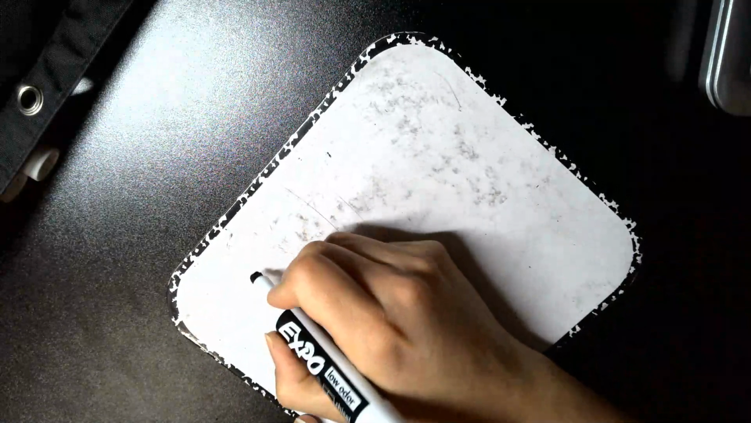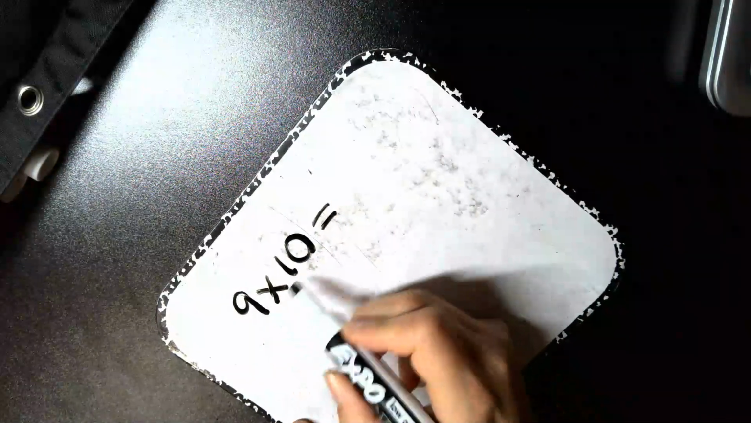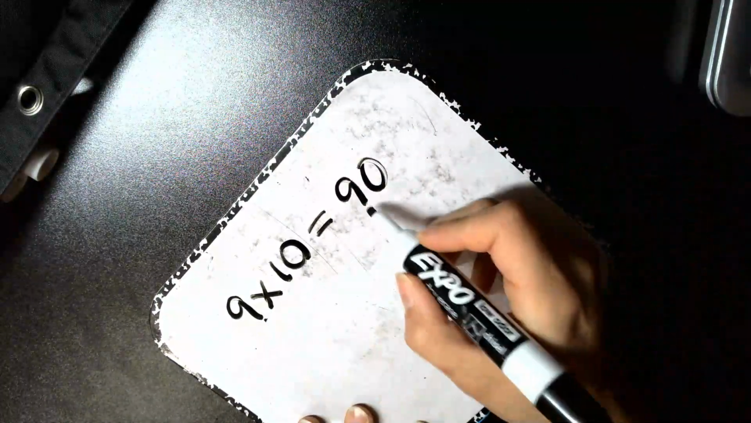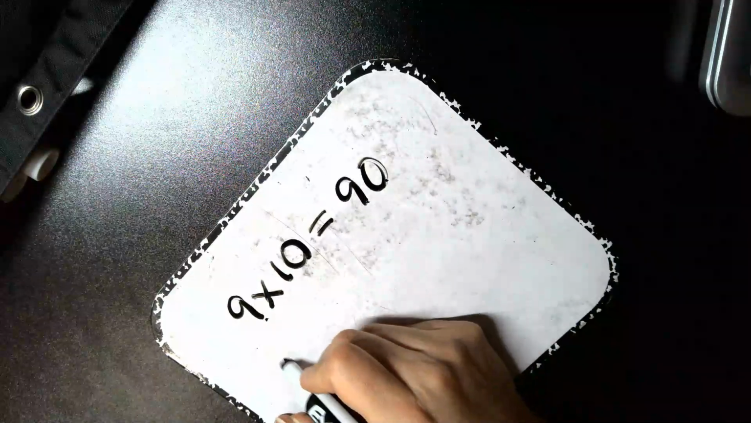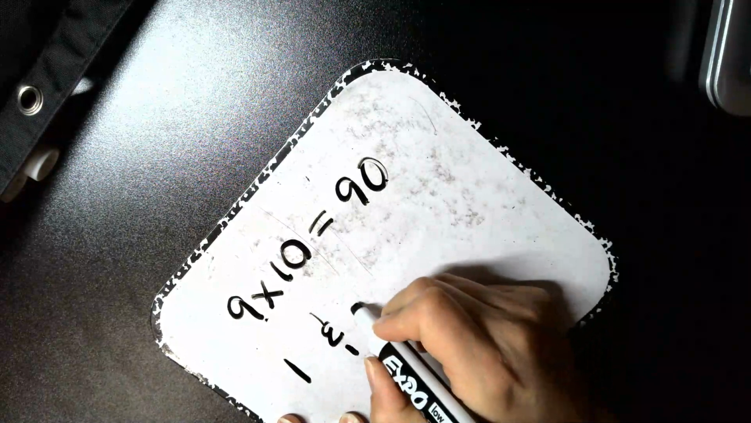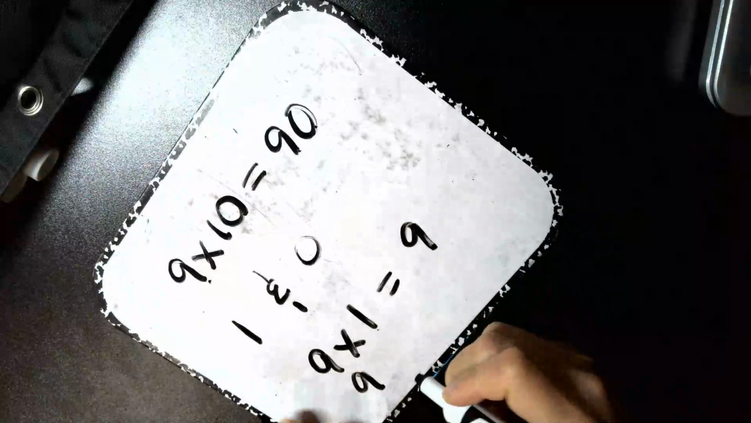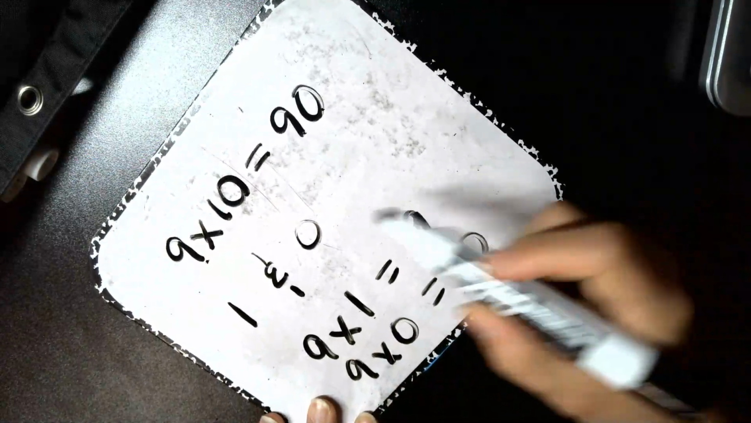the other ones are 10s, and anything times 10 is easy. If you do, for example, 9 times 10, then all you're really doing is 9 times 1, which is just 9, and then 9 times 0, which is 0. So it's just the number and then putting the 0 behind it. It's a combination of 1 and 0. So 9 times 1 is 9, 9 times 0 is 0.